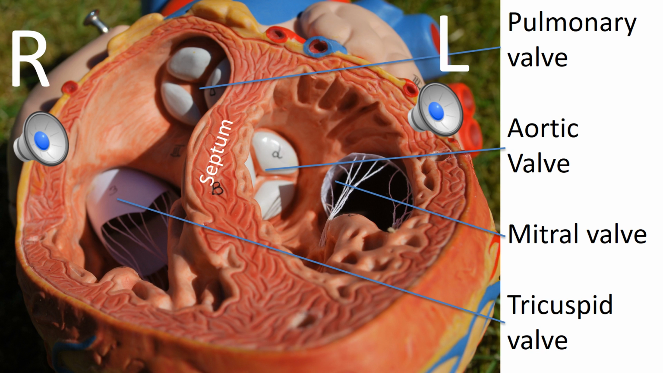And we notice that the aortic and the pulmonary valve are both tricuspid. They both have 3 cusps. So of the 4 main valves, the only one with 2 cusps actually is the mitral valve.